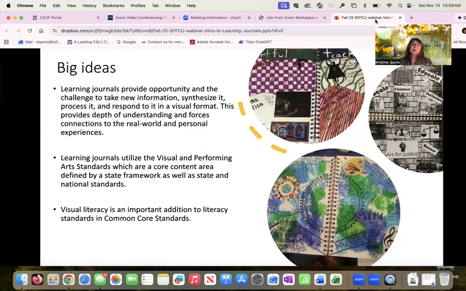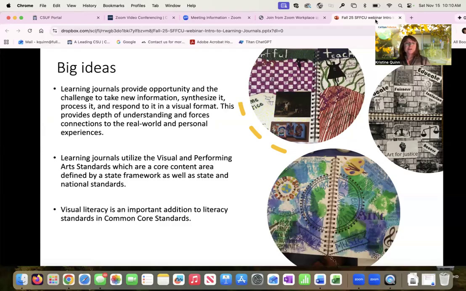When students read an article or listen to a story or read something in a textbook or look at primary source documents, whatever that content is, they really have to think deeply about it and process it, make connections to it, and say, how do I visually represent this on a piece of paper? So those real world connections and those personal experiences become very strong.